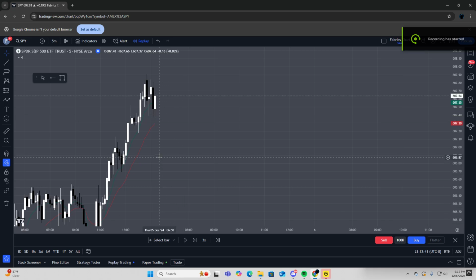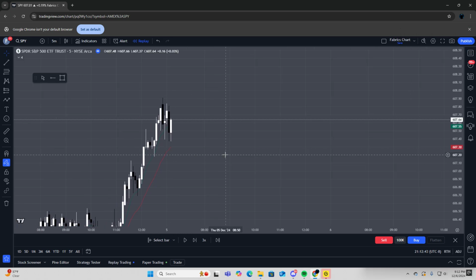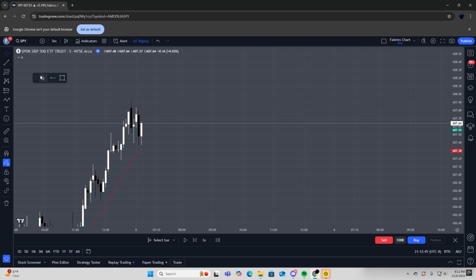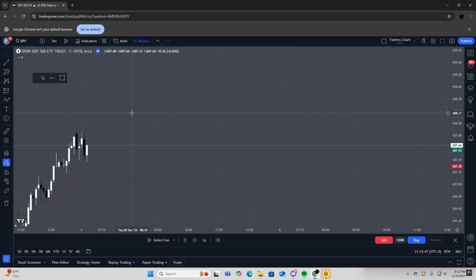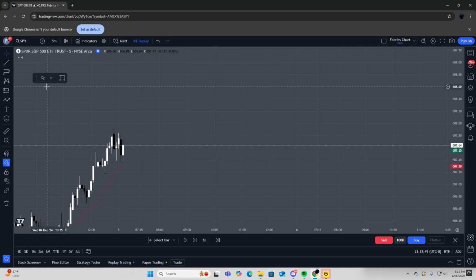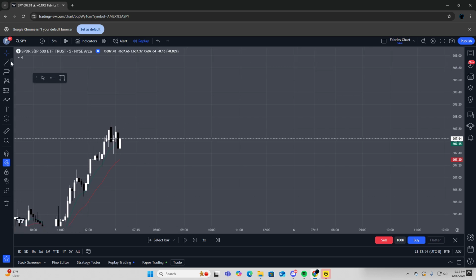Let me actually, yeah. All right, so this is a live trade I took on Thursday. I traded as soon as market opened, but we can see what happened before market did open, right?